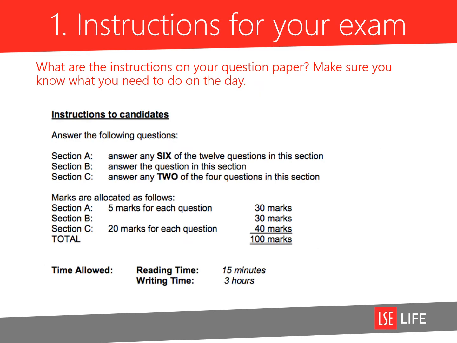So first, let's look at the instructions for your exam. So look at your question papers and look at what the instructions say. Make sure that you know what you need to do on the day. So here's an example for you. It says instructions to candidates, answer the following questions. There are 3 sections and there are different instructions for each one. So in section A, you've got 12 questions and you need to choose 6. In B, there's just 1 question and you have to answer it. And section C, you've got a choice of 4 and you need to answer 2. And then it gives you the mark allocation for those questions.